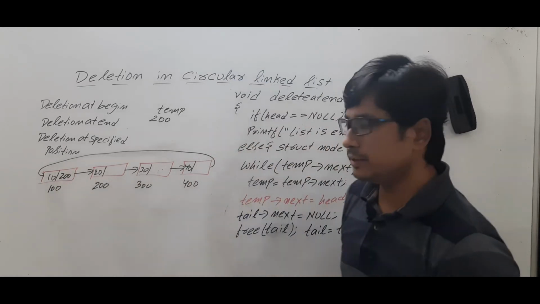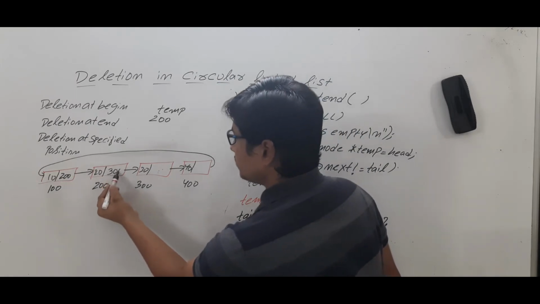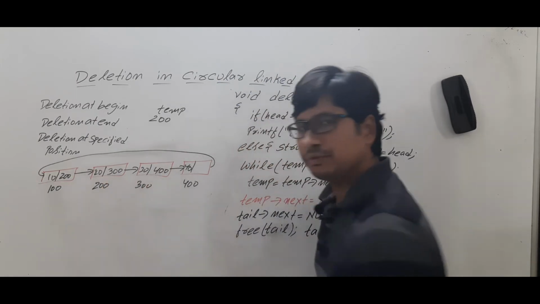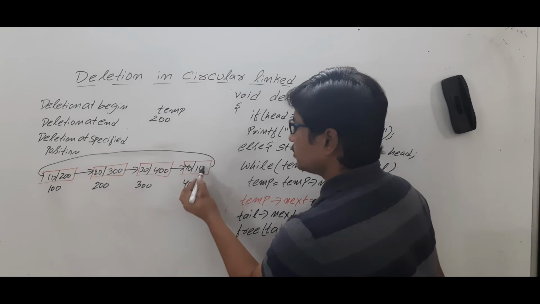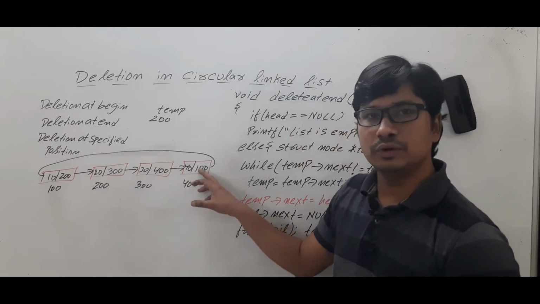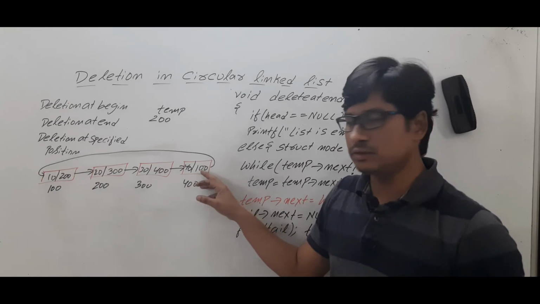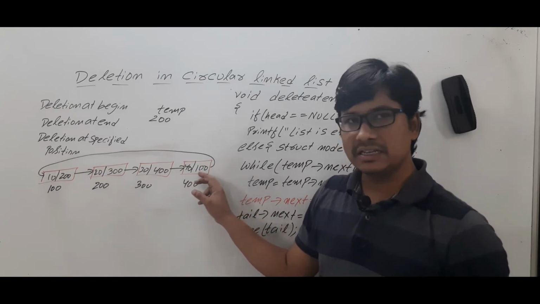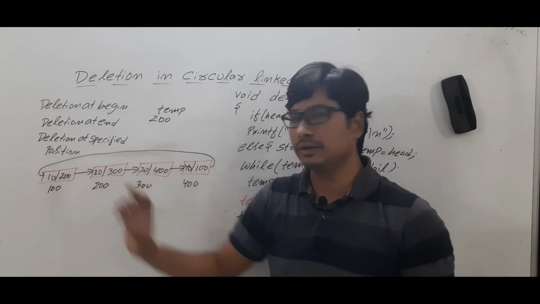Address of the next node will be 200, address of the next node will be 300, address of the next node will be 400, and address of the next node will be 100. If it is a single linked list, this node will have the address which will be null. So this will be the last node. But as it is a circular linked list, it will be pointing to the first node.